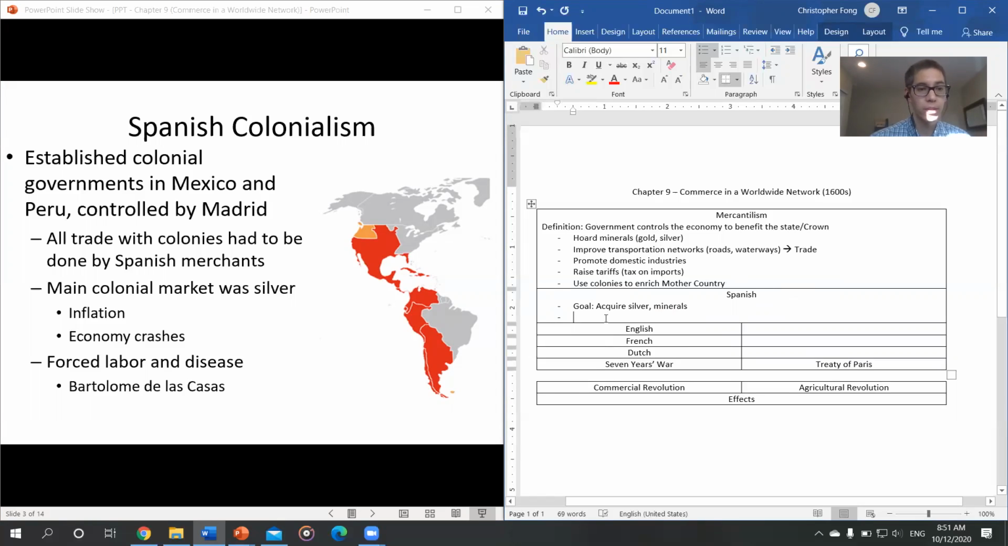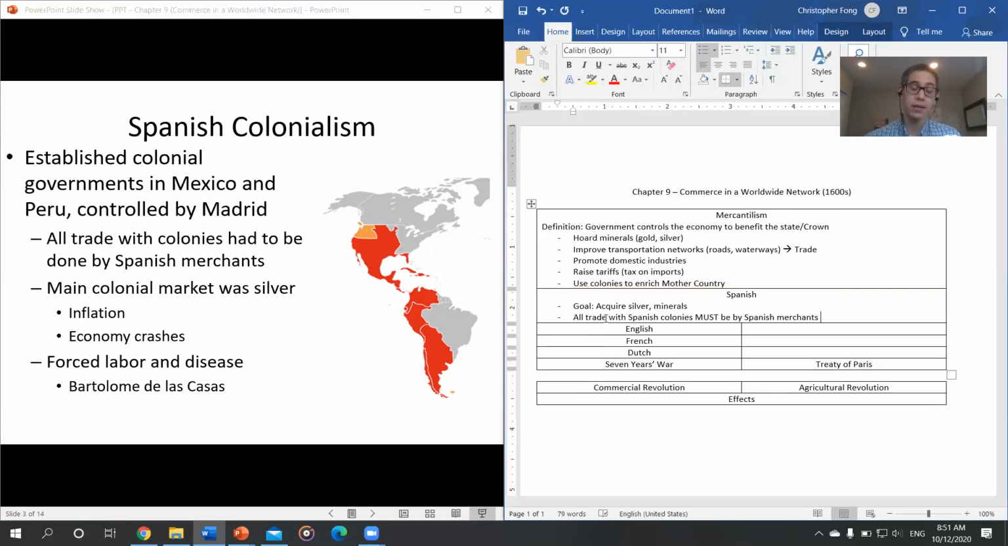Another mercantilist policy is they said all trade with the Spanish colonies must be by Spanish merchants. You can imagine who those Spanish merchants have to pay taxes to. Well, it's the king and queen. And so this is a way for the Spanish government to basically control trade with the Spanish colonies. Sorry, the only people to trade with the colonies are Spanish merchants. The king and queen control those taxes, so they benefit from that.